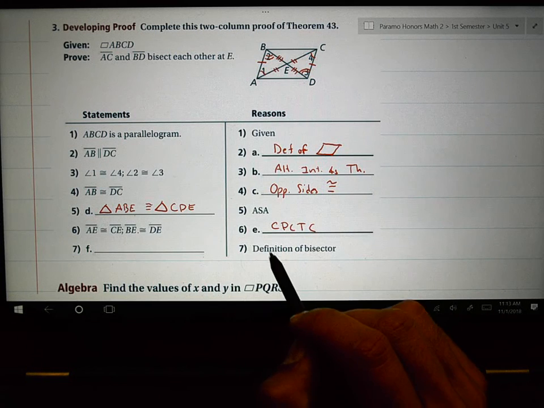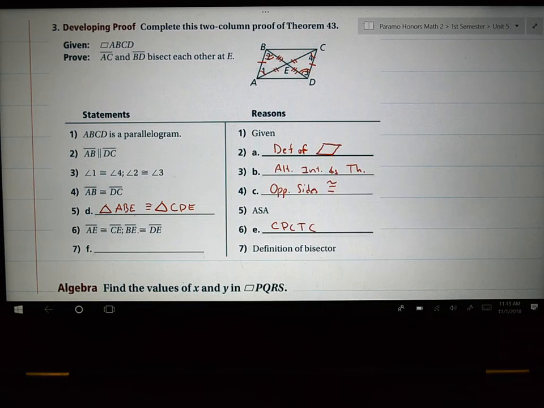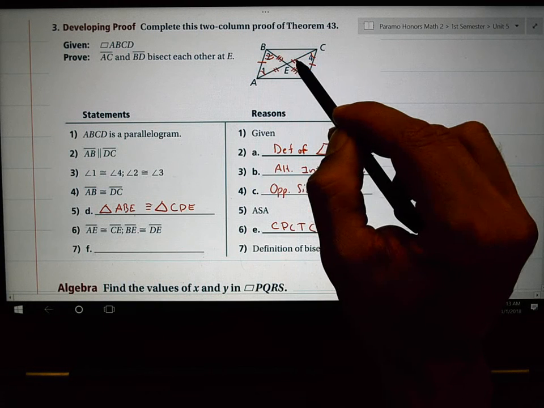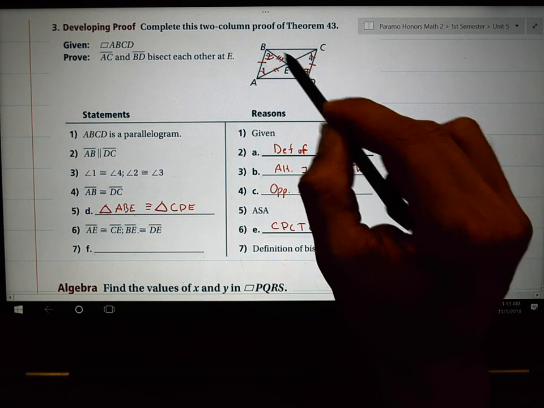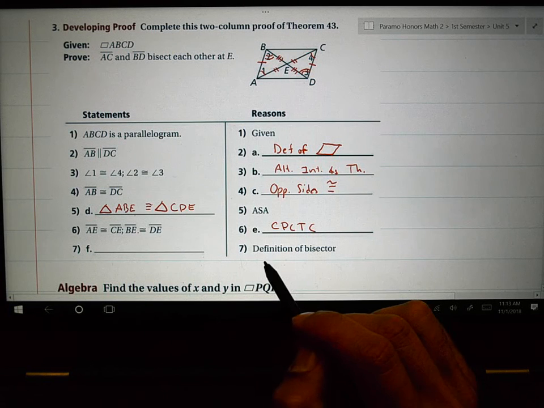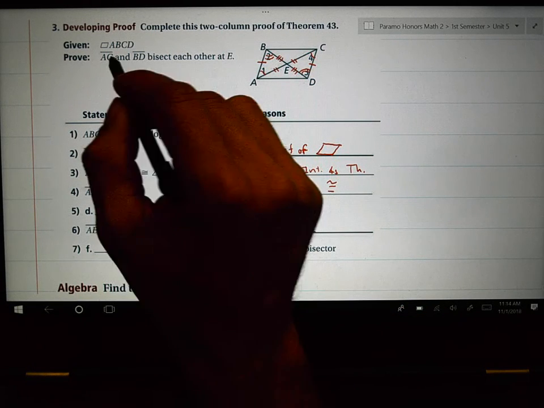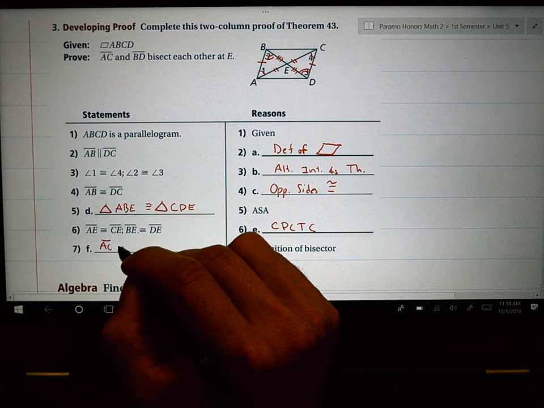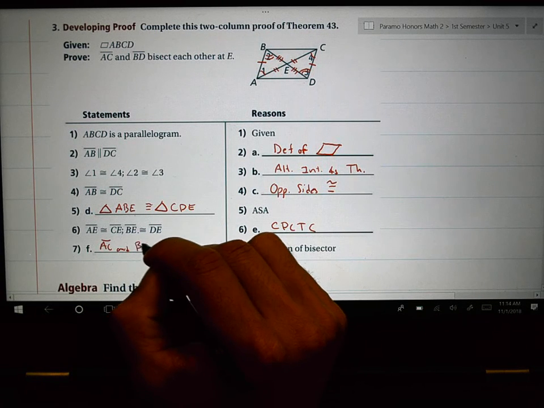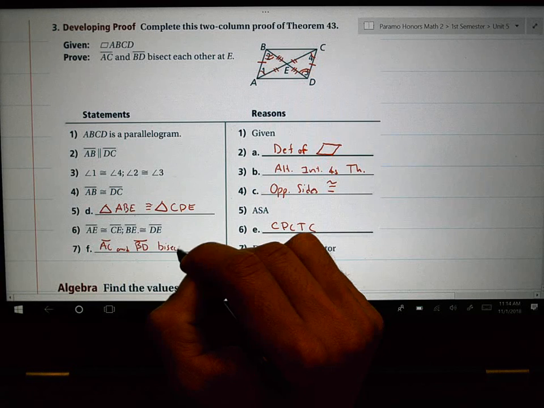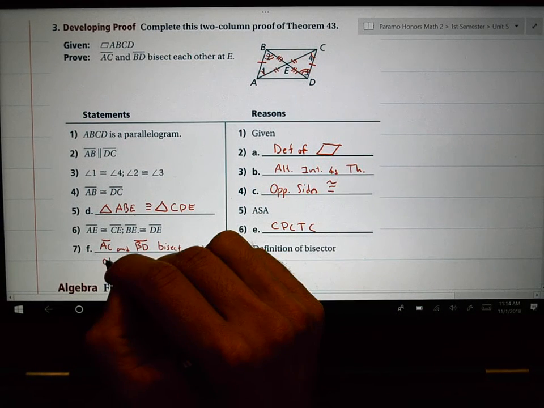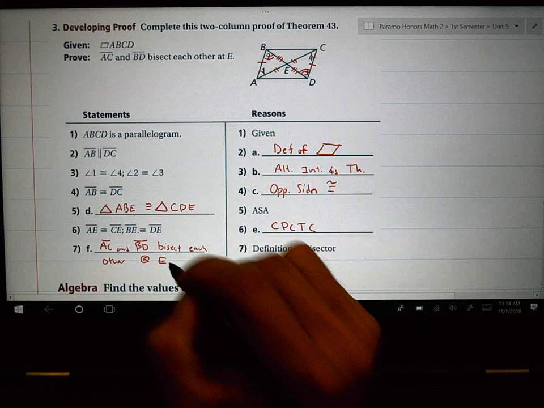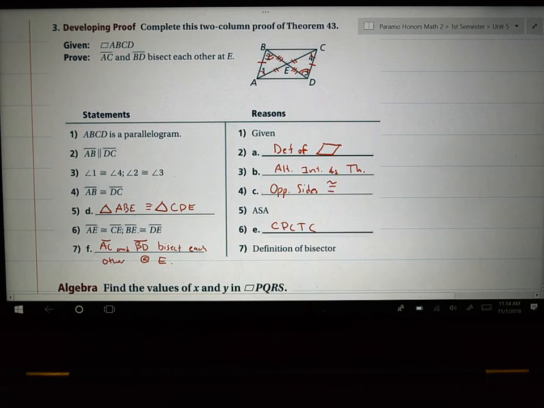Now what we are trying to prove is that this bisects that. And now we know that these two things have been cut into two equal pieces, and these two things have been cut into two equal pieces. We know its definition of a bisector. All we have to do is fill in AC and BD bisect each other at E. Proofs you use either theorems, definitions, or postulates to fill them in. They're not that bad.